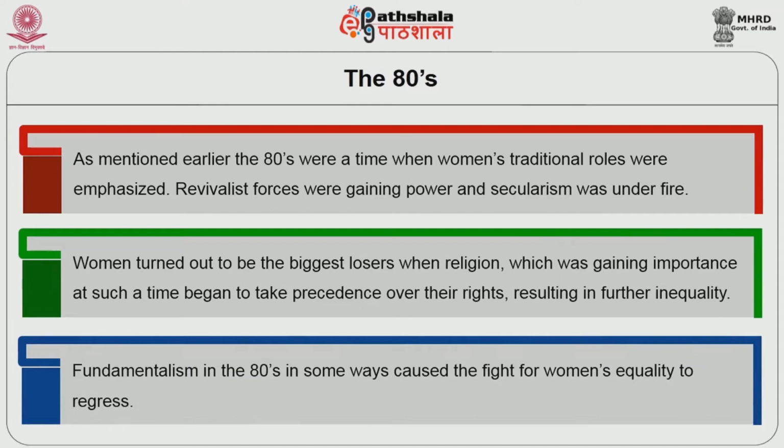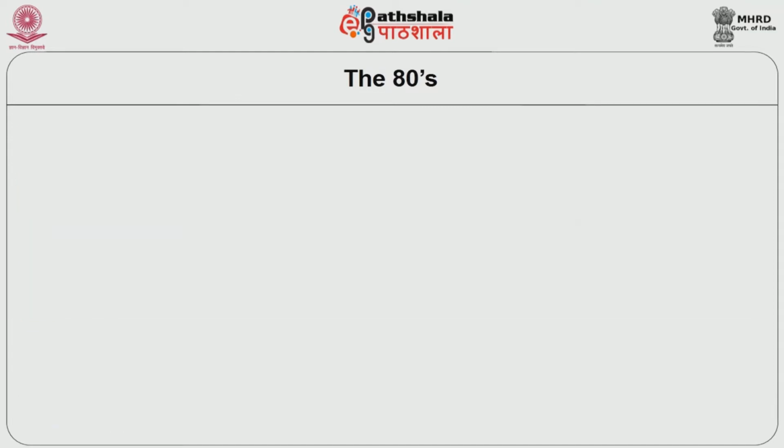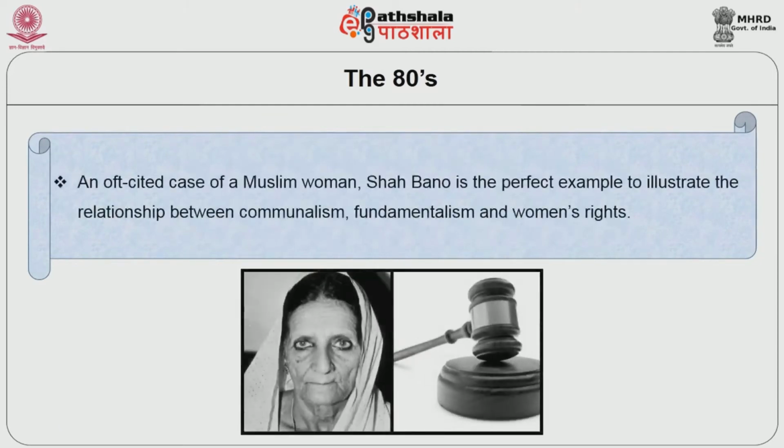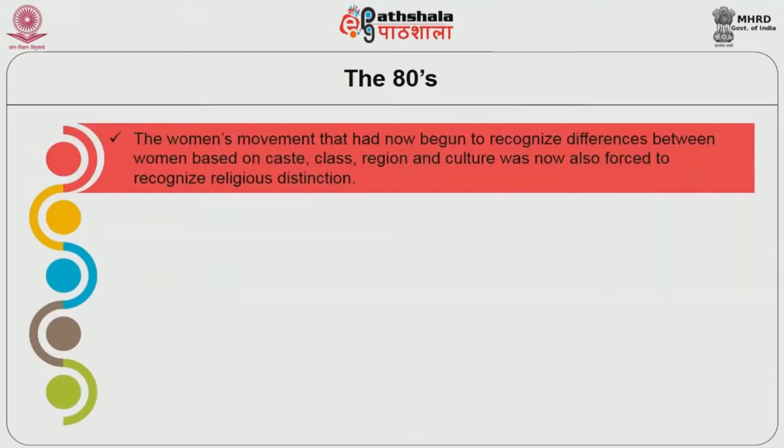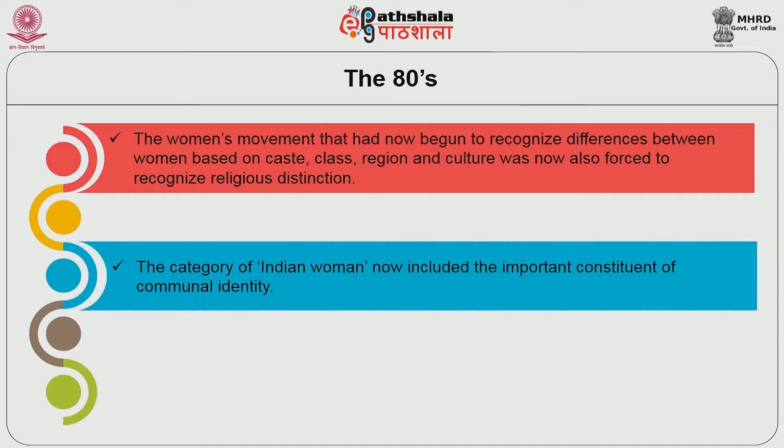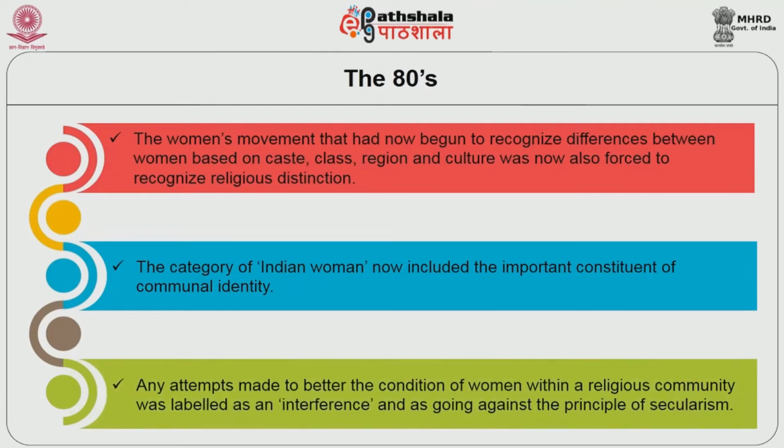Fundamentalism in the 80s was in some ways the cause of the fight for women's equality regressing. An often cited case of a Muslim woman, Shah Bano, is a perfect example to illustrate the relationship between communalism, fundamentalism, and women's rights. In this module, I won't go into the detail because in many of the modules you will find a detailed examination of the Shah Bano case. The women's movement, which had now begun to recognize differences between women based on caste, class, religion, and culture, was now also forced to recognize religious distinction. The category of Indian women now included the important constituent of communal identity. Any attempts made to better the condition of women within a religious community were labeled as interference, as going against the principle of secularism.